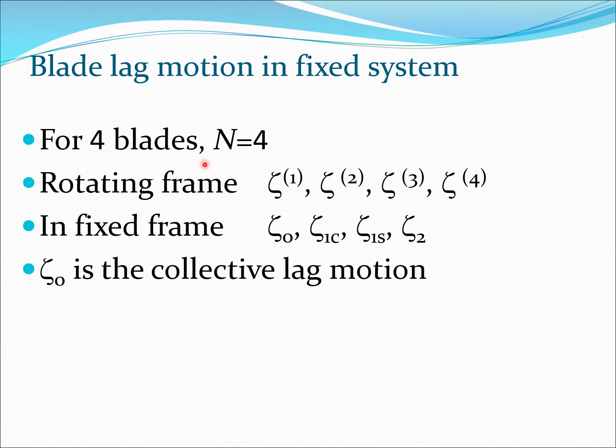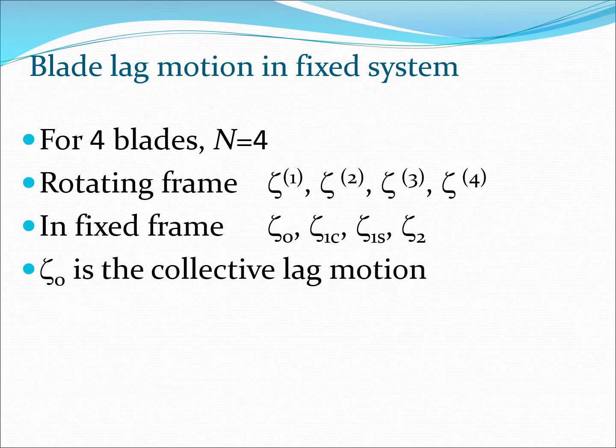So to add specificity to our problem, let us look at the case of 4 blades. So N is equal to 4. So in the rotating frame we have zeta 1, zeta 2, zeta 3, zeta 4. In the fixed frame we have zeta 0, zeta 1c, zeta 1s, zeta 2. And I can do this because I now know that small n is equal to 1 because N is equal to 4. So I only have these 4 degrees of freedom. So 4 degrees of freedom in the rotating frame, 4 degrees of freedom in the fixed frame. Now zeta 0 is the collective lag motion.